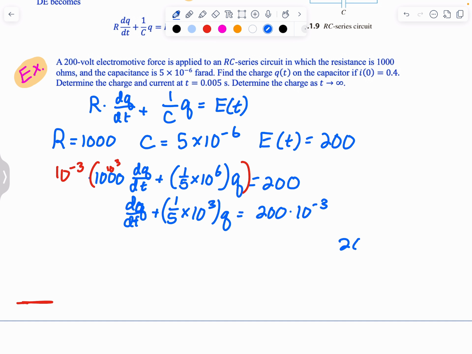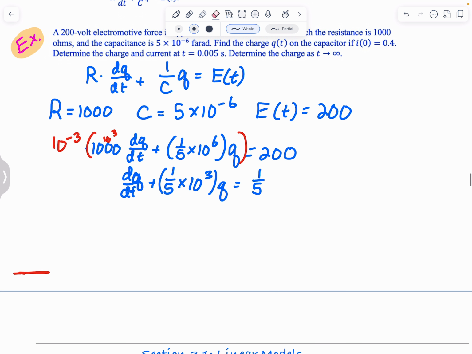We could probably figure something out here. 200 over 1000, we get 1/5. So I'm going to go ahead and erase all this, and I get 1/5. I'm going to take that nice pretty number. Okay, so that's where we're at now.